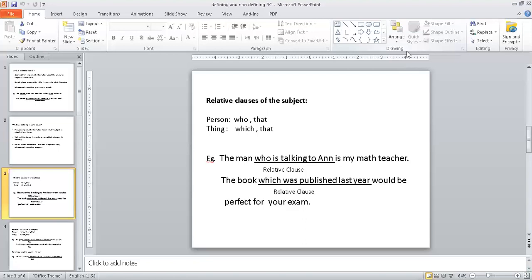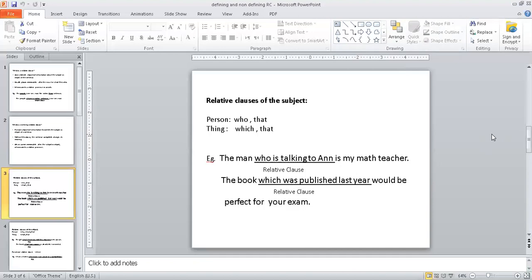So the relative clause which was published last year is very important and essential حتى أعرف the book. يبقى لازم أقول الجملة كاملة مع relative clause. The book which was published last year would be perfect for your exam. فملاحظين ان بهدول المثالين انه ما في فواصل للrelative clauses لانه relative clause is very important and gives essential information حتى اعرف الnoun يلي قبله.